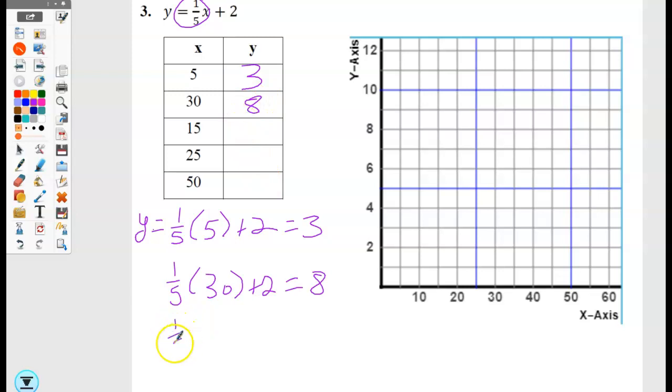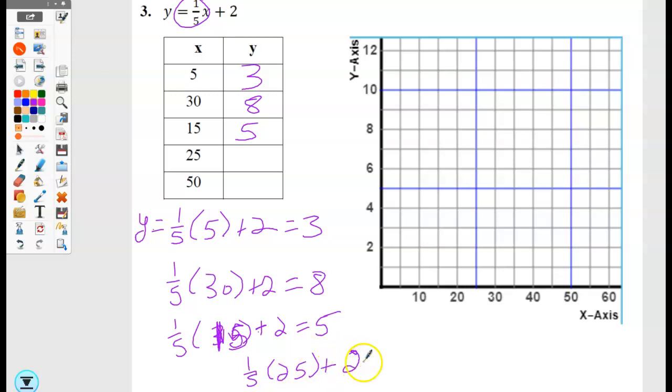And then next we're going to plug in 15. And when we do that, we get 5. Oops, sorry. We plug in 15. We get 5. And then we're going to plug in 25. So 1/5 of 25 plus 2 is going to give us 7. Again, take the time and plug these all into your calculator using parentheses.